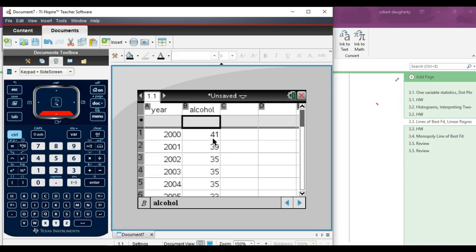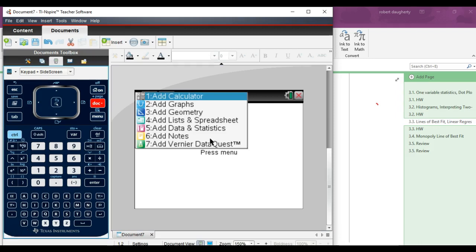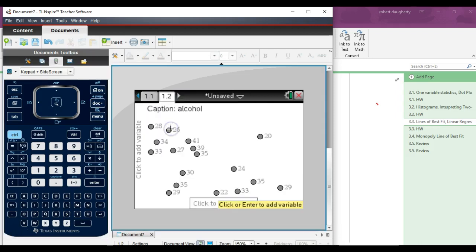What's happening over time? What do you think is happening? Yes, it feels like the numbers are going down. I mean, you typed them in, right? Question, Spencer? Okay, so it feels like the numbers are going down. Okay, so control document. Before I do anything, I'm going to create a new data and statistics.